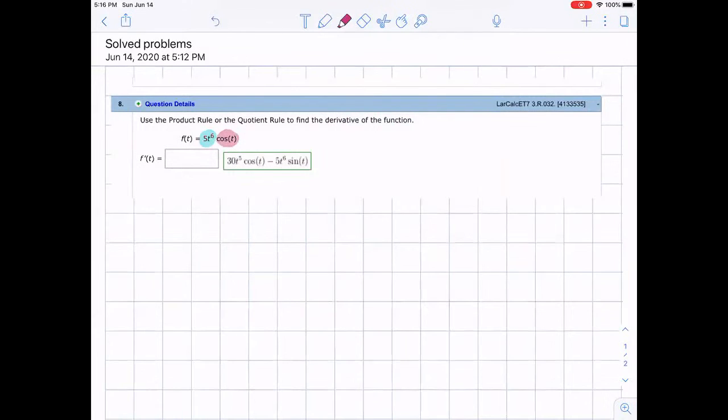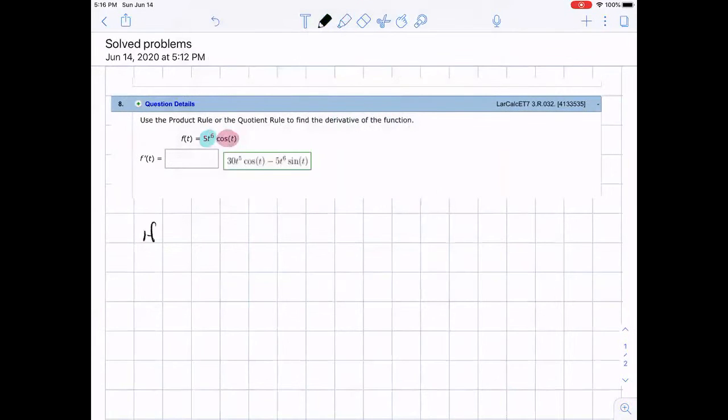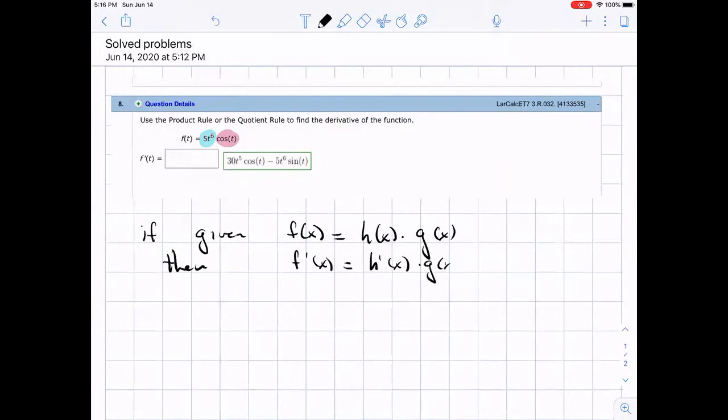So keep in mind that if you're given a product, if given f of x is equal to the combination of two functions h of x times g of x, then f prime of x is equal to h prime of x times g of x plus h of x times g prime of x. So this here is the rule, okay?